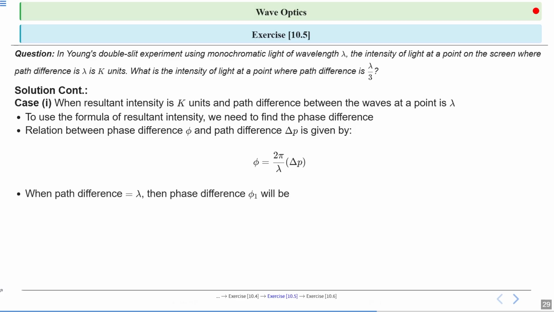When path difference is equal to lambda, we can calculate the phase difference phi 1. So substituting the path difference of lambda into the formula, we find that phi 1 equals 2 pi upon lambda multiplied by lambda, which results in 2 pi. This means the waves are in phase, leading to constructive interference and maximum intensity.